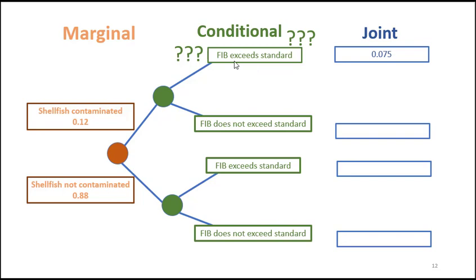Remembering that the marginal times the conditional equals the joint, and therefore the conditional equals the joint divided by the marginal. So please go ahead and stop the video and calculate out that conditional probability to solve the problem.